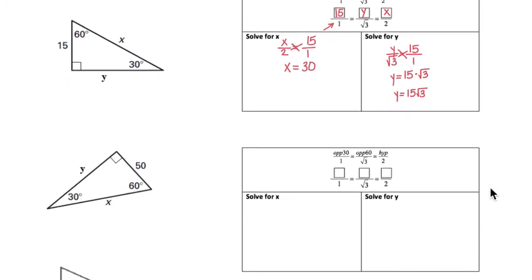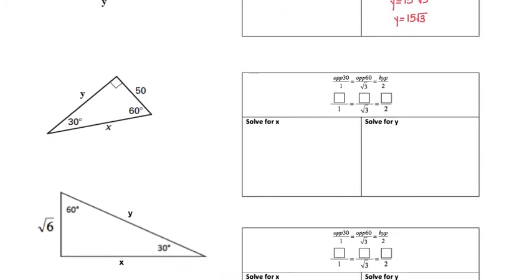Okay, on this next one, opposite the 30-degree angle, so my short leg, that will be 50. Opposite the 60-degree angle, so my long leg, that's y. The hypotenuse across from my right angle is x. So we want to solve for x first. The fraction with x in it, x over 2 equals, and then I need my fraction with plain old numbers in it, 50 over 1. Then we'll cross multiply to solve. 1 times x is x. 2 times 50 is 100.